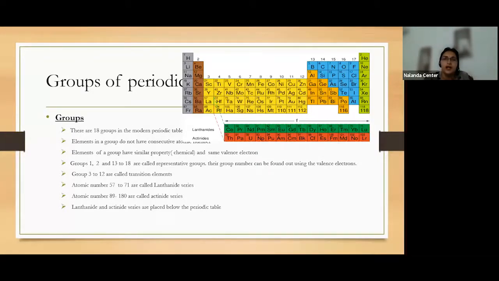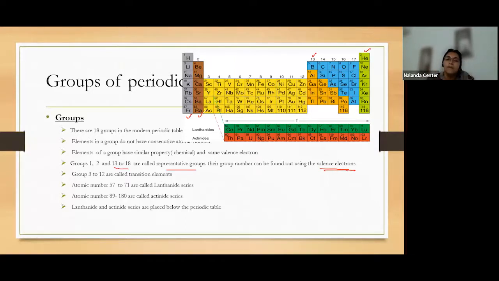Now, if you see, the first group, second group, and 13th to 18th group are known as representative elements. They are known as the representative groups, because their group number can be found out using the valence electrons. We are going to see that in a moment.